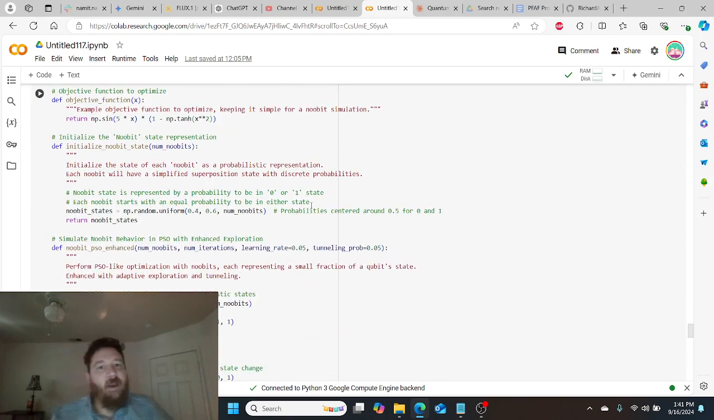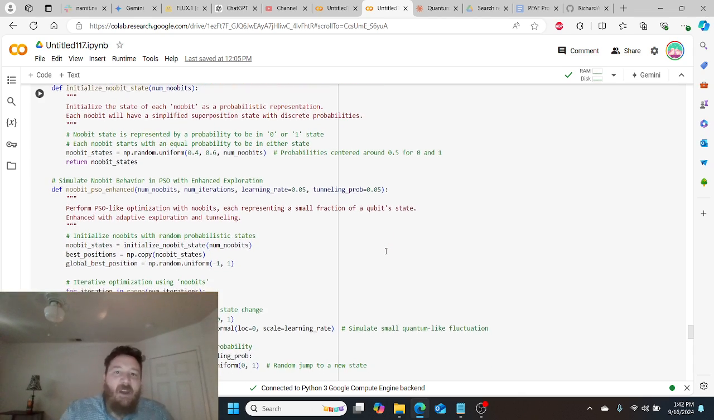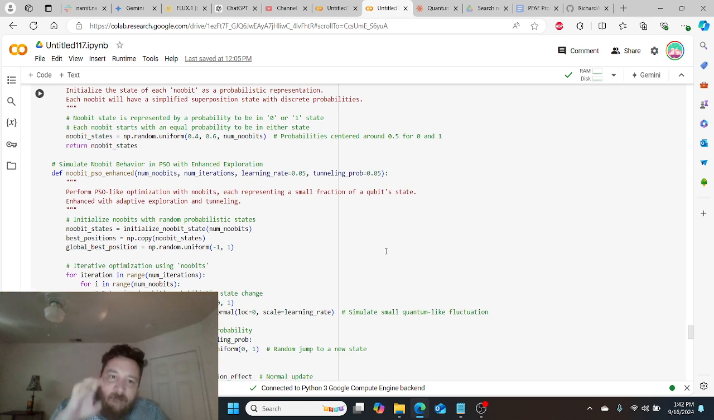This is where I decide to create the Nubit itself, and start to experiment with what a Nubit would be. In this instance, we're going to initialize the Nubit state. We initialize the state of each Nubit as a probabilistic representation, and each Nubit will have a simplified superposition state with discrete probabilities. We're very specifically mapping out either a 0 or a 1, which is how we get the 0 and 1. That's how we're simulating it, just so you know.